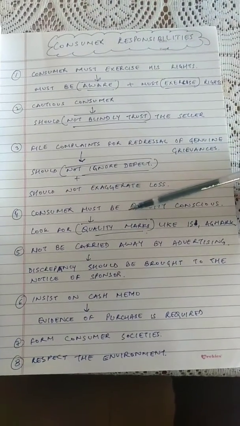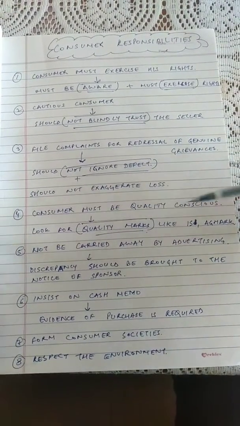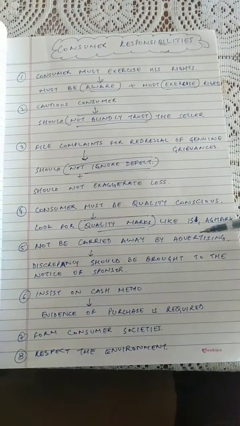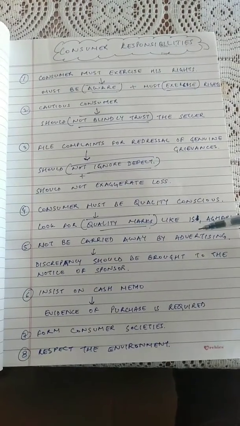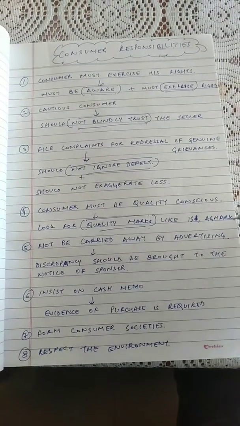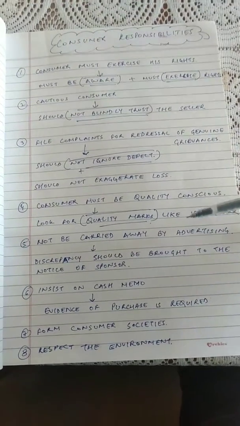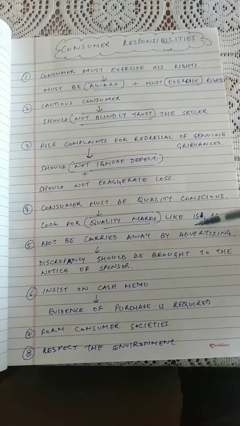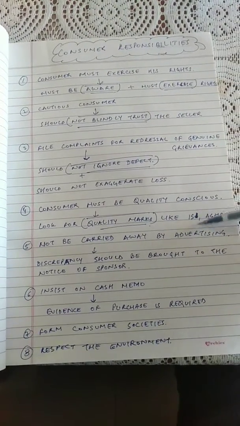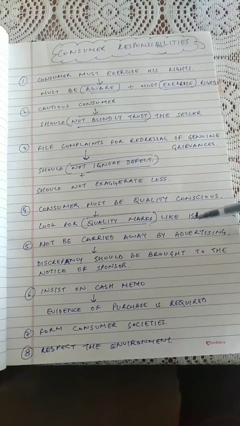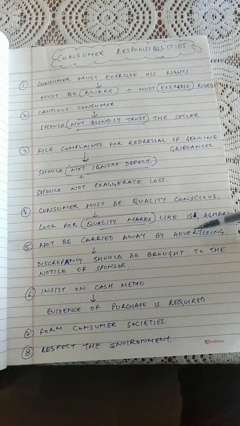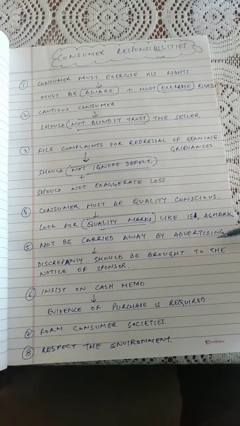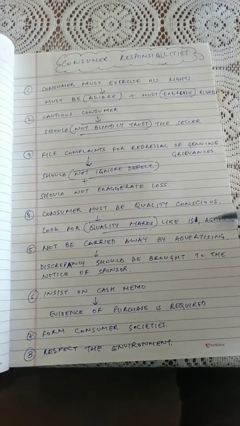Right. The next responsibility of a consumer is that the consumer must himself also be quality conscious. A consumer should always look for quality marks like ISI, ISO, AG mark, wool mark, etc. before purchasing a product. Now, what are the different types of quality marks? That I will cover in another video. Currently, I have written ISI and AG mark, so I'll discuss them. ISI is basically a quality mark that we find on durable products, for example, electronic goods. Right? And AG mark is a quality mark that we find on agricultural product or livestock related products.